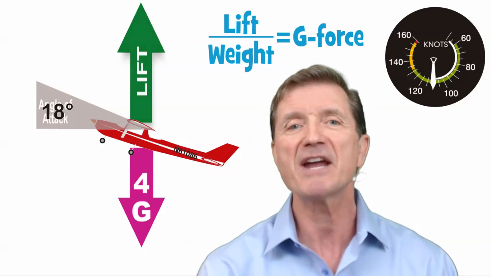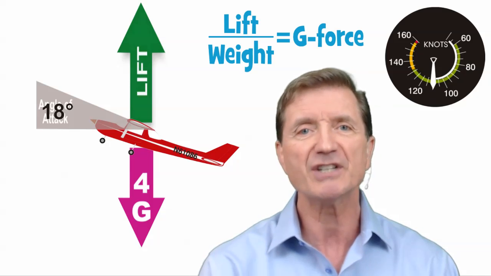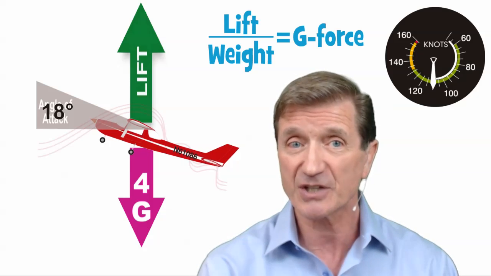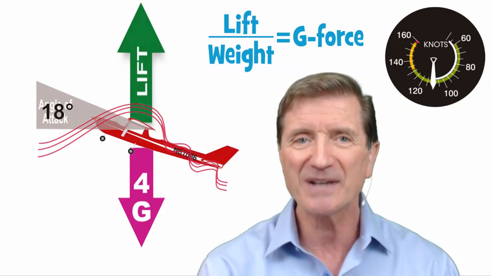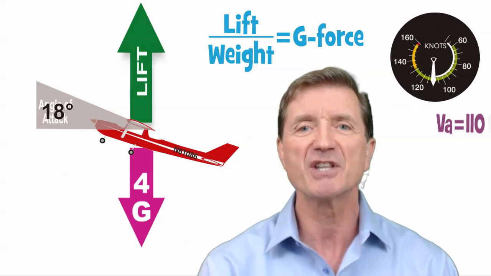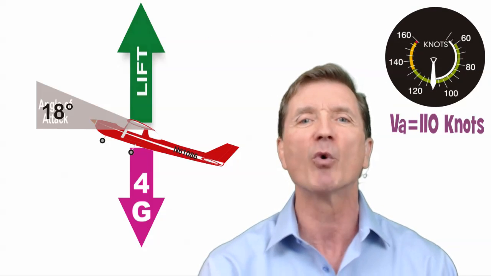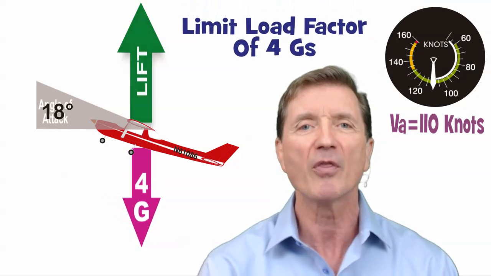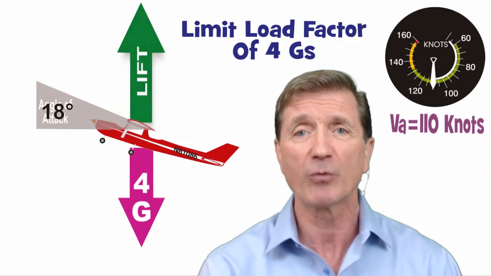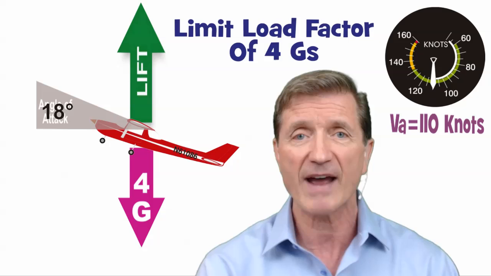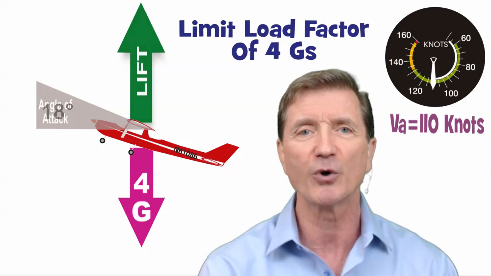Now, here's the payoff for you. It's not possible to pull more than 4 Gs at 110 knots in this example since the wings will stall at 18 degrees. Consequently, 110 knots is the maneuvering speed for our airplane if we don't want to experience more than 4 Gs before the wings stall. At 110 knots, the airplane will stall before it exceeds this limit load factor in turbulent air or with full deflection of the elevator control.